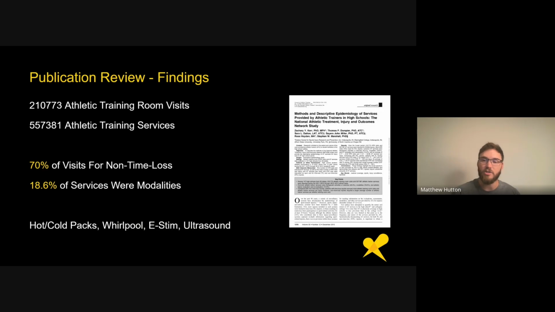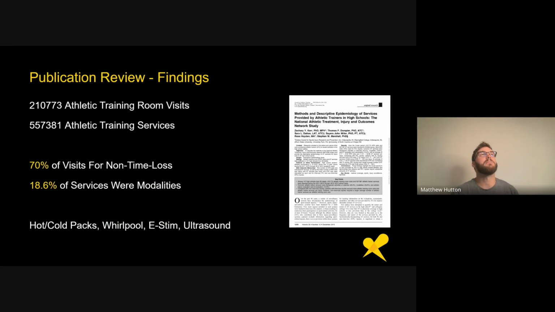And of these modalities, they tracked which ones were the most frequent. In the table, they present the data to show which modalities are being used, how often, and what percentage of the modalities these are all accounting for. The most common were hot and cold packs. The second most common were whirlpool treatments, again hot and cold. So you're getting a lot of thermotherapy and cryotherapy of different forms and fashions, which we're going to talk about in a different week. Followed by e-stim. No surprise there. Everybody loves to manage pain. And then ultrasound. And then from there, it starts to drop off.